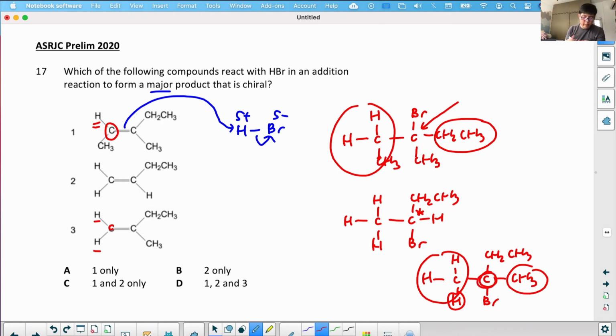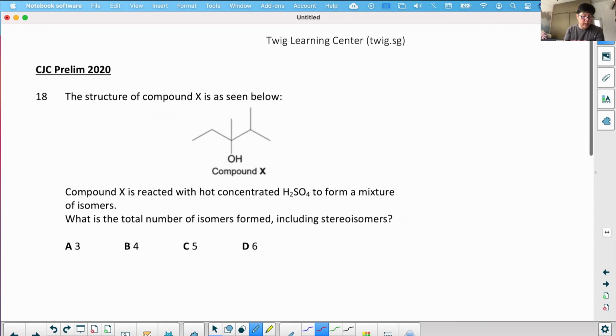Alright, so yeah, the answer seems like it's only 2. Right, so that's the answer for question 17. Okay, let's look at the next question, 18. Compound X is reacted with hot concentrated acid. So there's elimination to form isomers.